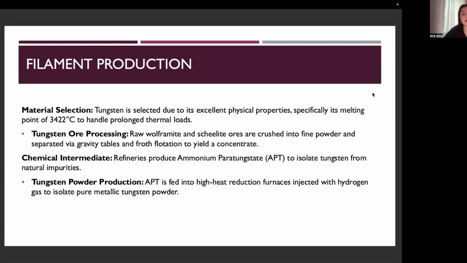The process begins with tungsten ore processing. Raw ores such as wolframite and scheelite are crushed into fine particles and then separated through several concentration processes. The concentrated material is then converted into pure tungsten powder through chemical and reduction processes. This powder becomes the raw material used for filament manufacturing.